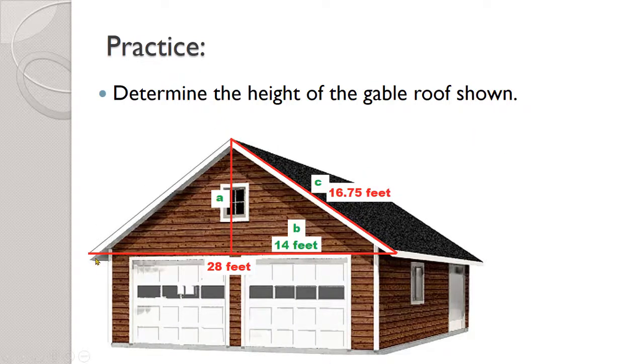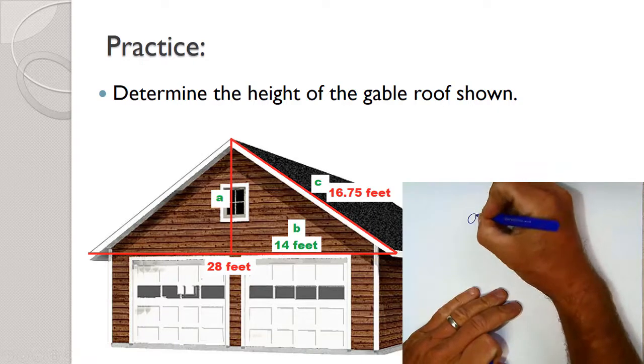Well, if the total width of that roof is 28 feet, then apparently the bottom edge of our right triangle found in that roof must only be half of that, or 14 feet. And so A would be the height. It looks like that's the shorter value. We'll call that our unknown A. B is 14, and C is 16.75.